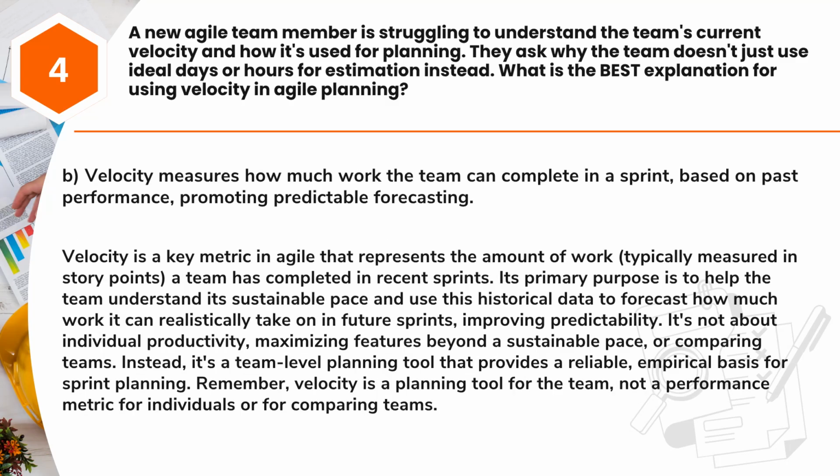Answer: B. Velocity measures how much work the team can complete in a sprint, based on past performance, promoting predictable forecasting. Velocity is a key metric in Agile that represents the amount of work, typically measured in story points, a team has completed in recent sprints.